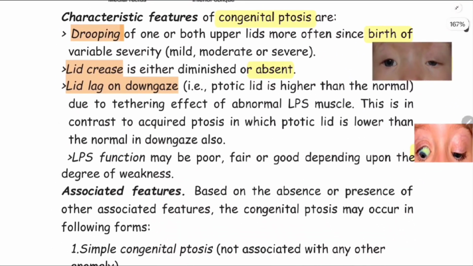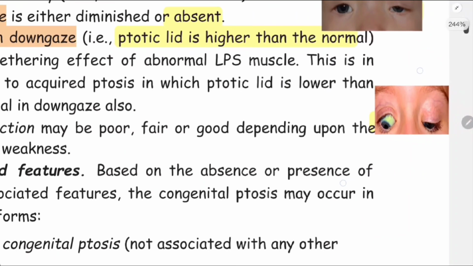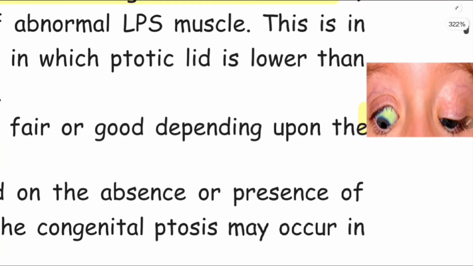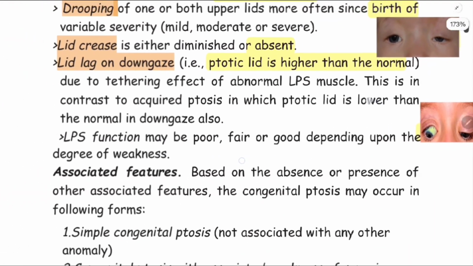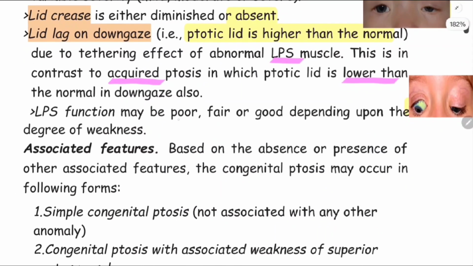Then there will be lid lag on down gaze, that is the ptotic lid is higher than the normal. Here we can see on down gaze there is lid lag, that is the ptotic lid is higher than the normal. It is due to the tethering effect of the abnormal LPS muscle. Now this is in contrast to acquired ptosis. In acquired ptosis, the ptotic lid is lower than the normal in down gaze also. Then LPS function can be poor, fair or good depending upon the degree of weakness, which we will discuss later.